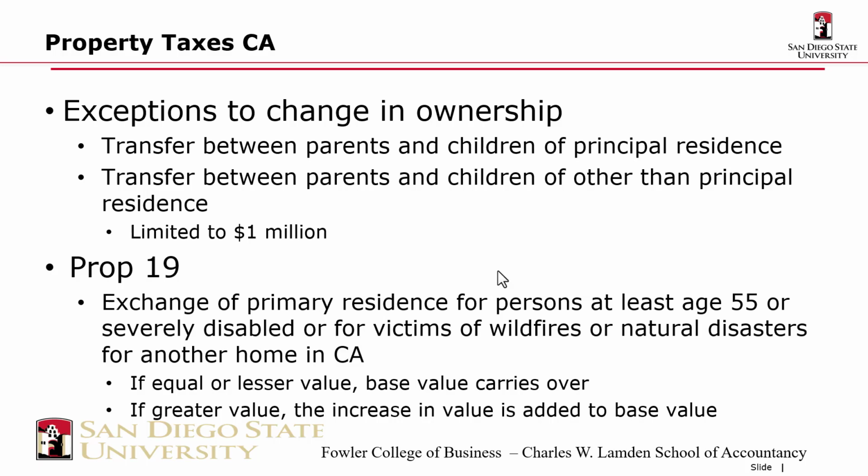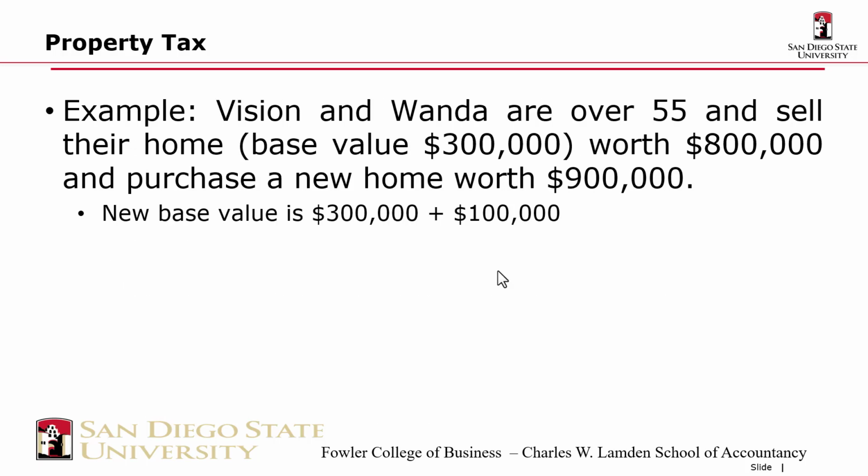Okay, so Vision and Wanda are both over 55. They sell their home. They have an old base value of $300,000, so they bought it in the 60s. It's now worth $800,000. They purchase a new home worth $900,000. So because their new home is worth more than their old home, they have to take that incremental increase in value that they're paying, right? The 800 to the 900, they have to add that to their base value.